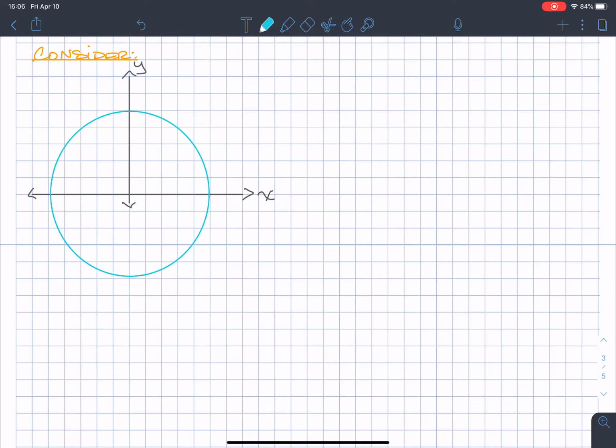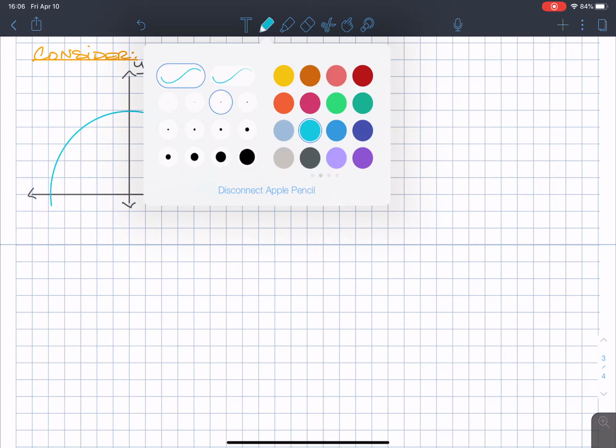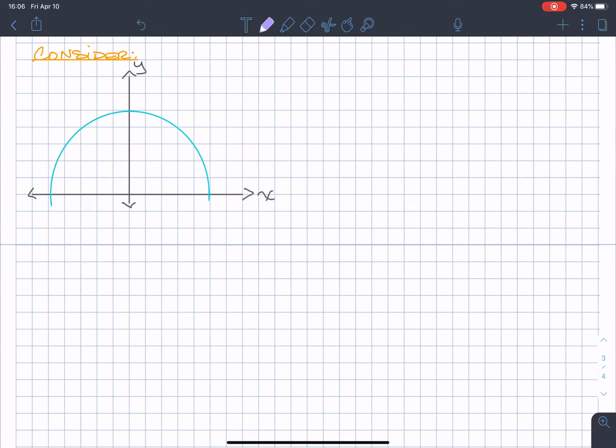Okay, let me erase this bottom part. Okay, so let's say I have an angle of about 75, maybe about here. So this is 75 degrees. Let's say I have an angle of 105 degrees. It's about here.